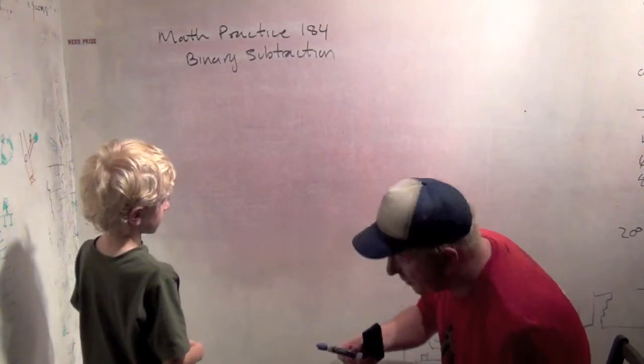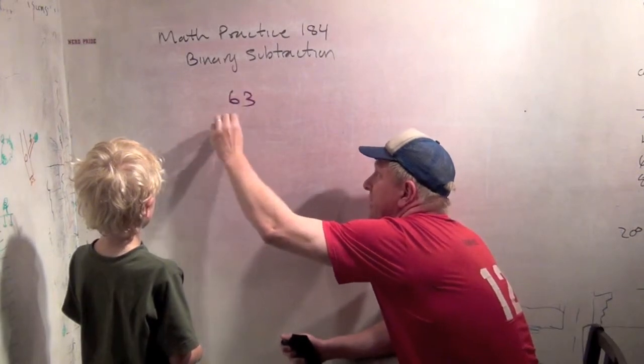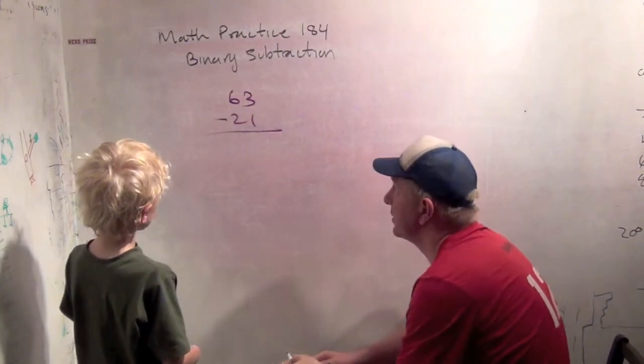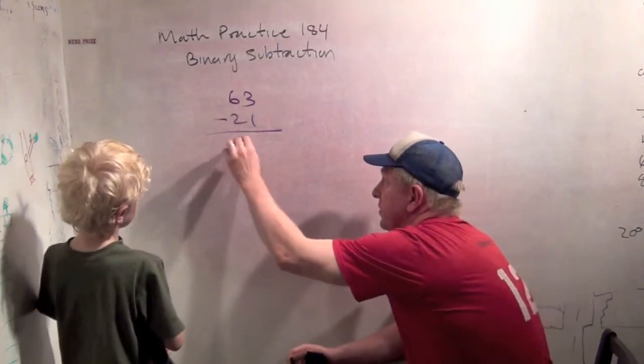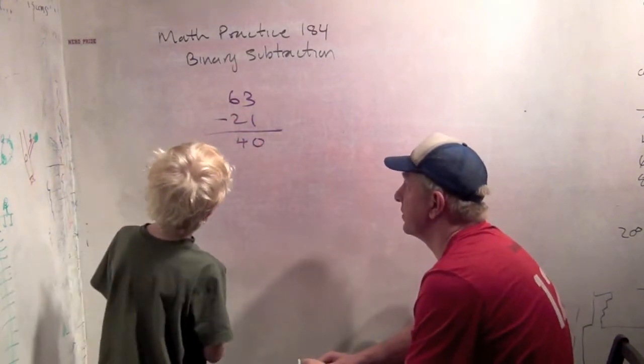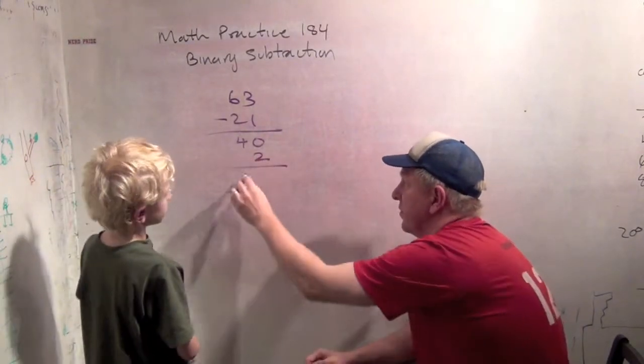All right, so normally when we do subtraction, like 63 minus 21, what do we do? Well, we do 60 minus 20, which is 40. And 3 minus 1, which is 2. And we get 42.